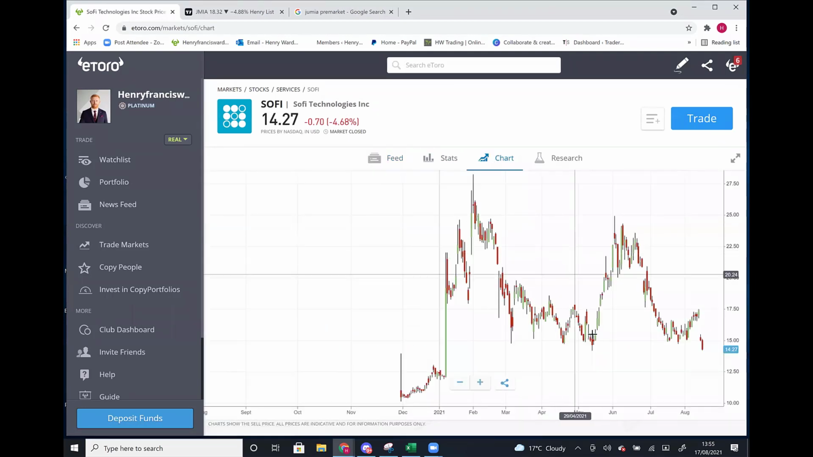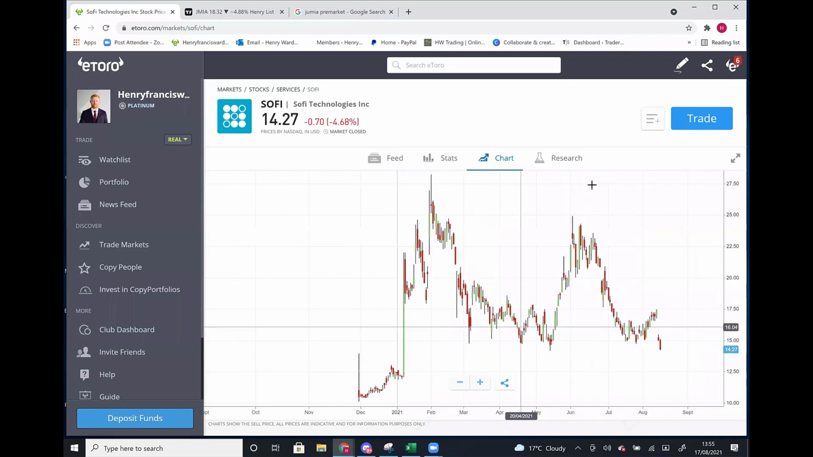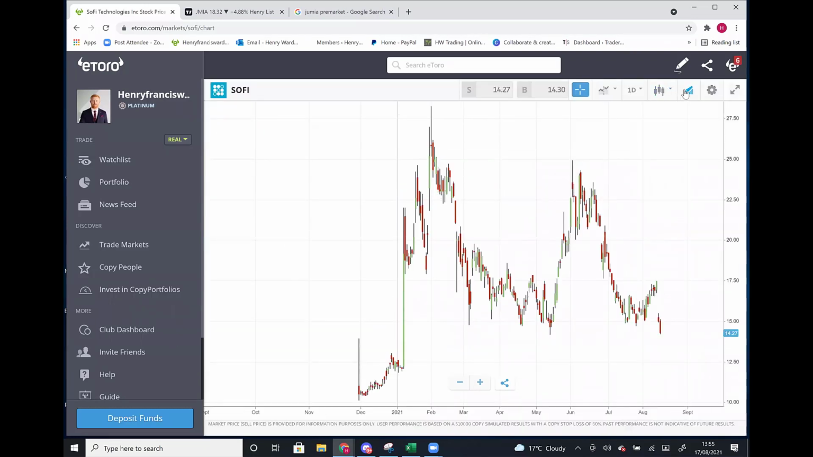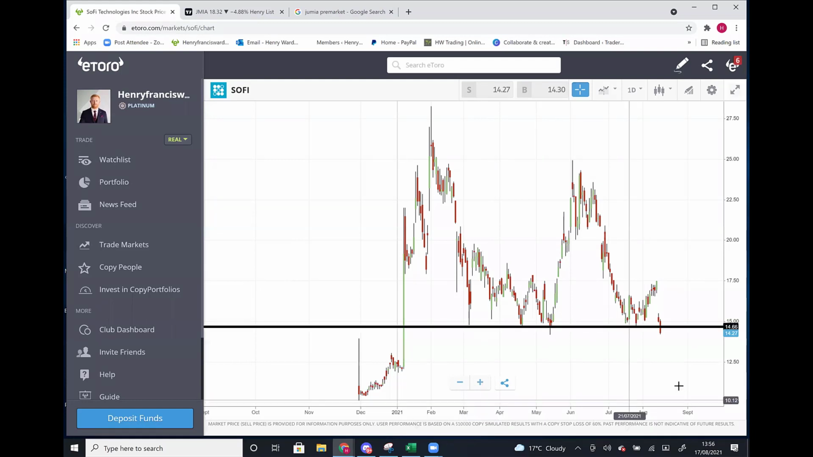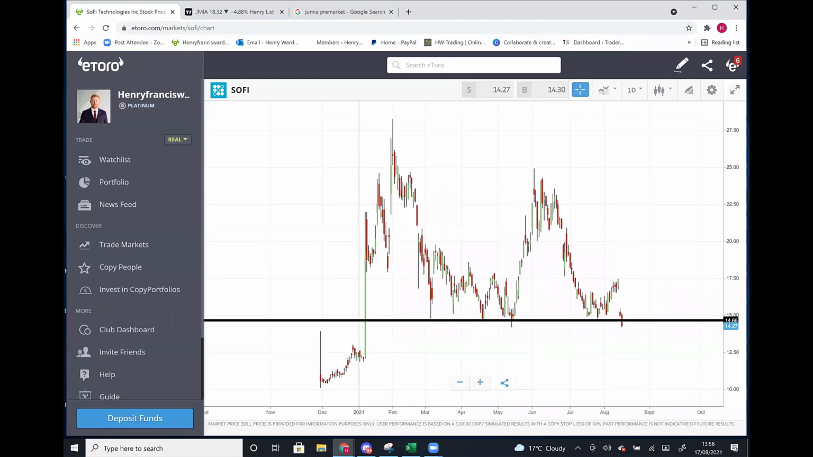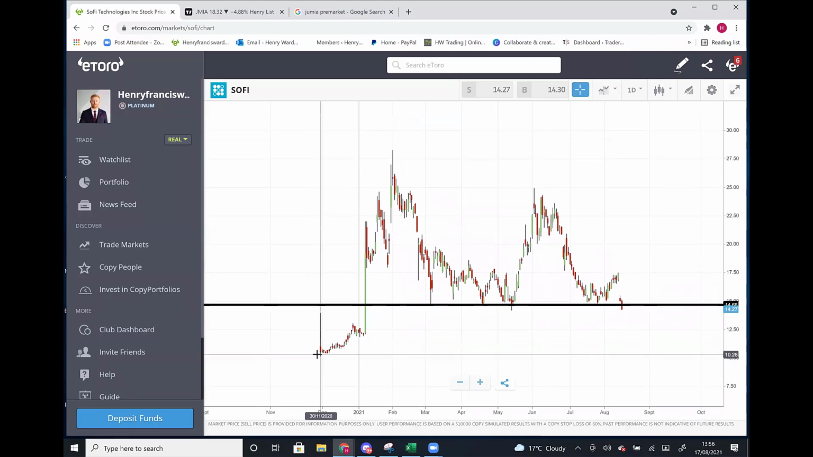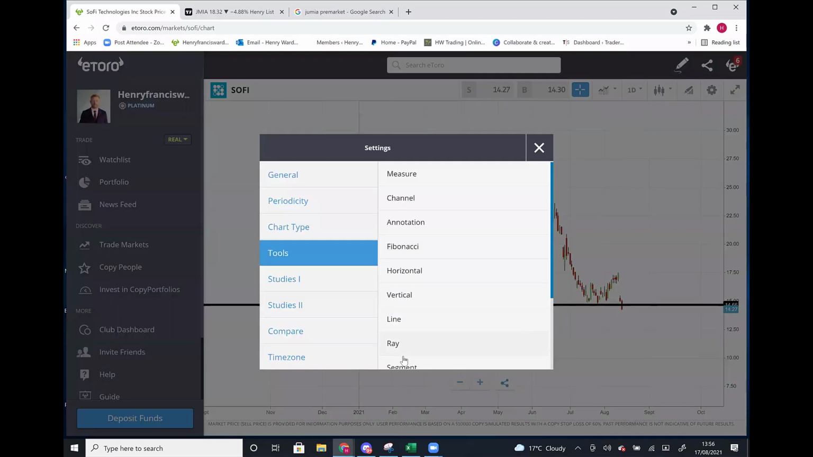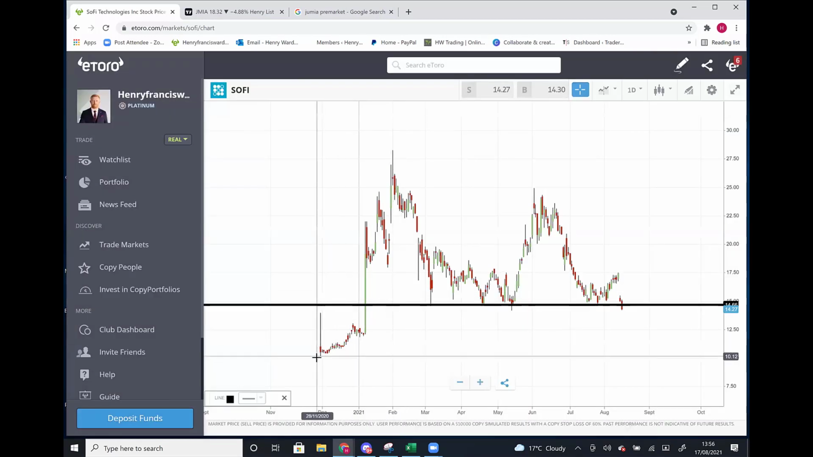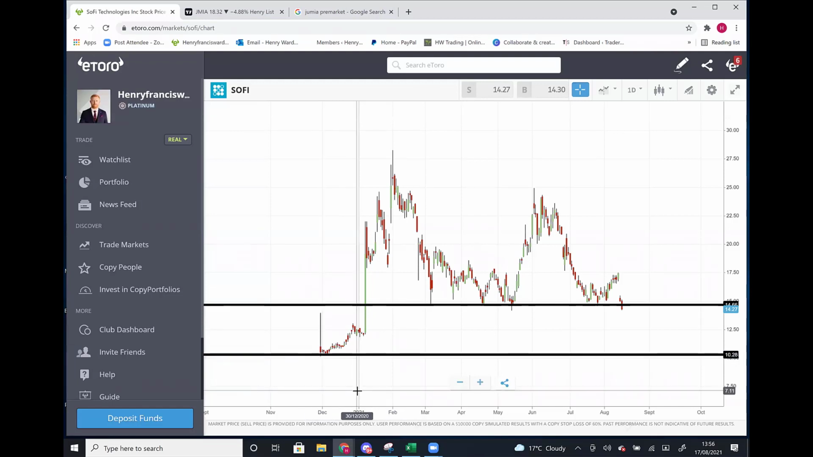SoFi Technologies. Oh, wow. I know absolutely nothing about them. There's not a whole lot else I can do here. We have that horizontal level there that's broken. Okay. If it comes back to this level here, potentially, but there's not a whole lot else I can do on this particular one. Whoever asked me to look at this, if it gets down to $10, you potentially buy it because that's low. But other than that, then no.